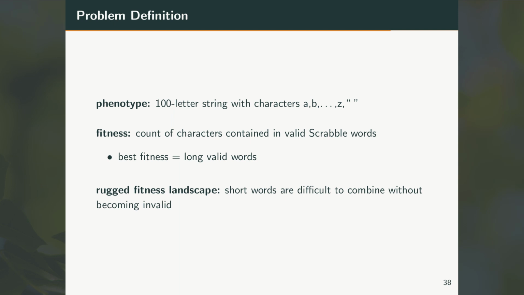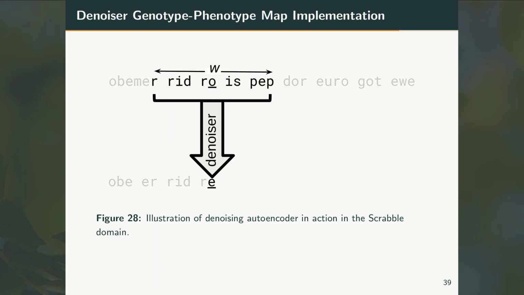However, this is a rugged fitness landscape because short words are difficult to combine without causing a whole set of letters to become invalid, incurring a large fitness cost. And so we only worked on the denoising genotype-phenotype map for this problem.